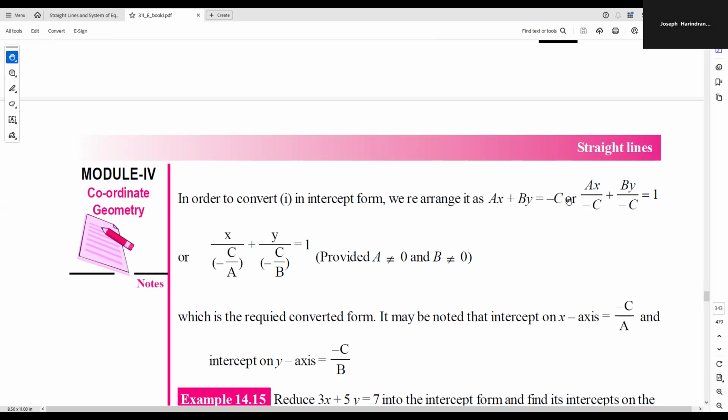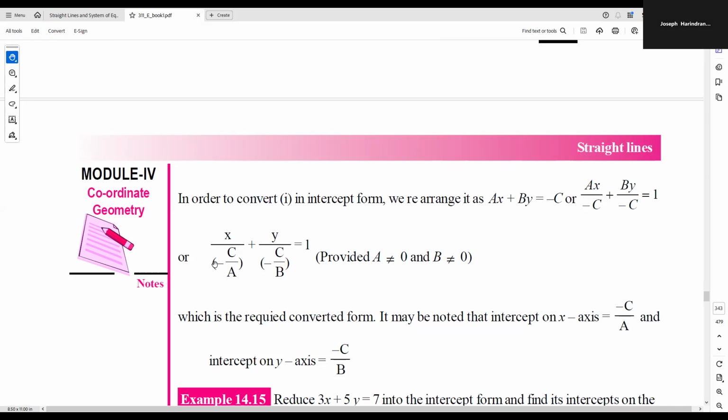Whereby the right-hand side becomes 1. And the left-hand side becomes Ax by minus C plus By by minus C. We can also write this as x by minus C by A plus y by minus C by B. So it is now reduced to the intercept form, with 1 on the right-hand side.